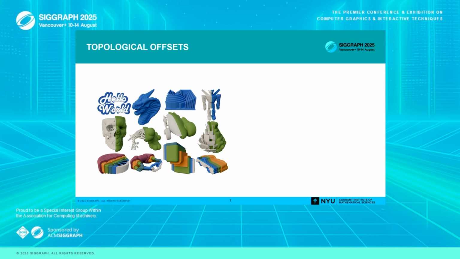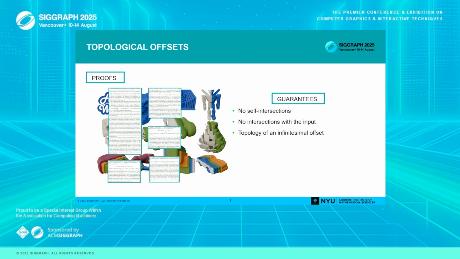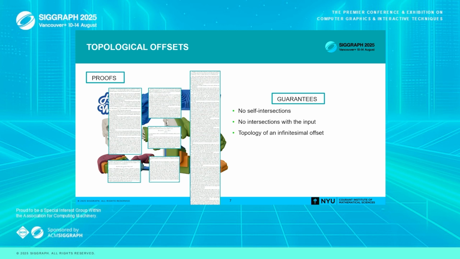So back to our topological offsets. For those, we know that we will not have any self-intersections, no intersections with the input, and that we have the topology of an infinitesimal offset. And these three things are guaranteed, not just experimentally, but we actually have proofs. And as you can see, some of them got quite lengthy, and it was a lot of effort to get them. So I invite you all to read them. It would be great if some of you would actually do that.